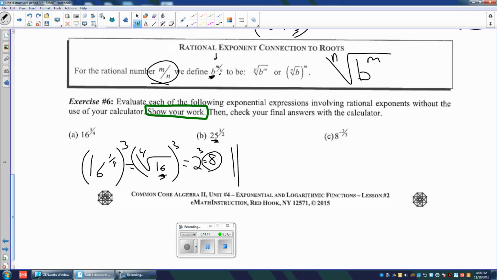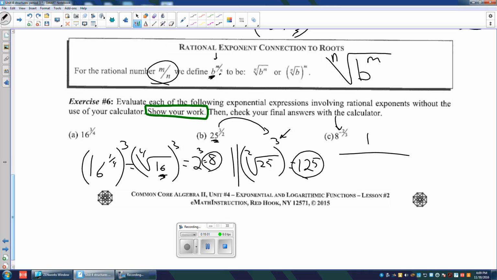Let's go with the square root of 25, and then cube it. Square root of 25 is 5. 5 times 5 is 25 times 5 is 125. This is going to be a fraction because it has a negative exponent. The cubed root of 8. And then we square it. Cube root of 8 is 2. Squared is 4.